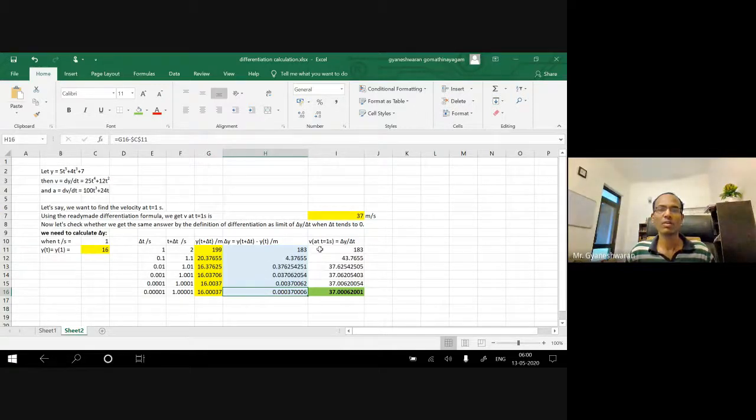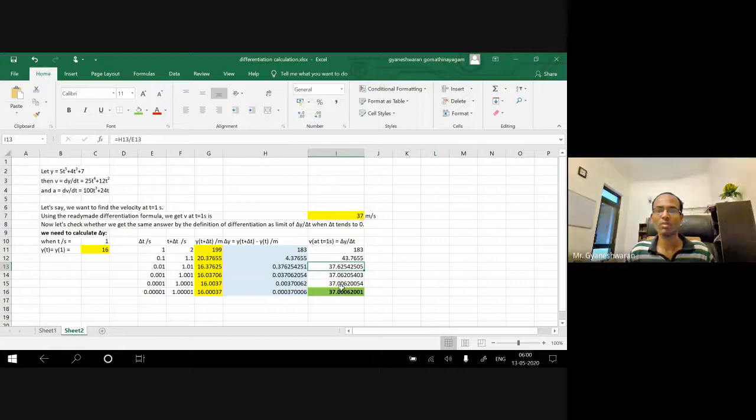Then finally, to find the velocity at 1 second using delta y by delta t, I'm just dividing this delta y by the corresponding delta t. So for example, here H11 by E11. This is E, this is 11, so this is E11. Then H12 by E12, H13 by E13, and so on. And as you can see, as delta t approaches 0, the ratio of delta y by delta t approaches 37.